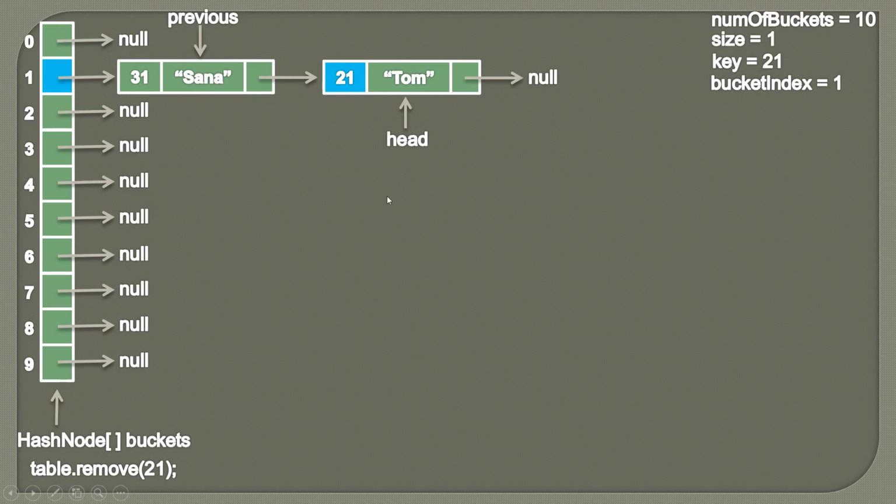And we simply check whether previous is pointing to null or not. So here you can see previous is not pointing to null. It means that our key is lying somewhere in the middle of this list. Because if previous would have pointed to null, then we would be sure that head is pointing to the first node of the list. But as previous is pointing to this node, what we do is, we simply assign head next value to previous next.